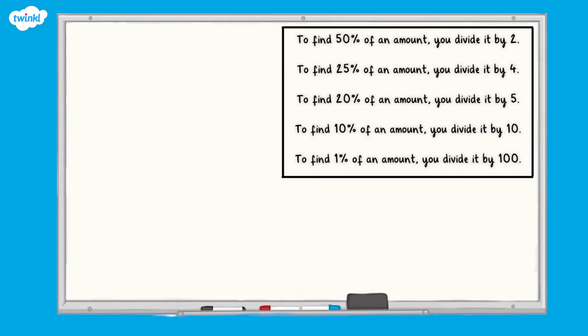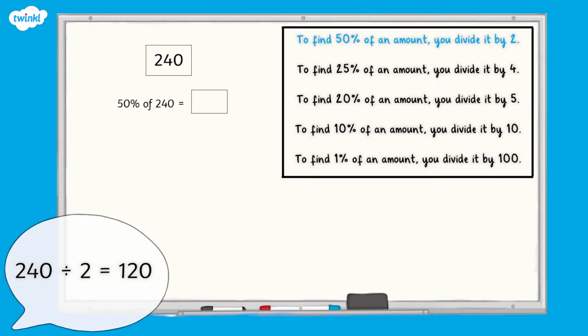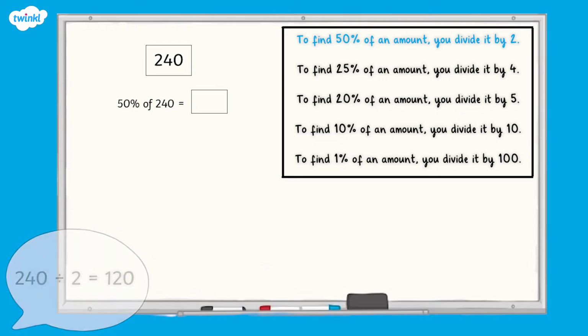Now we can use these facts to find some percentages of amounts. Let's start with the number 240. 100% of 240 is the whole amount, or 240. To find 50% of 240, we divide by 2. 240 divided by 2 equals 120. So 50% of 240 is 120.